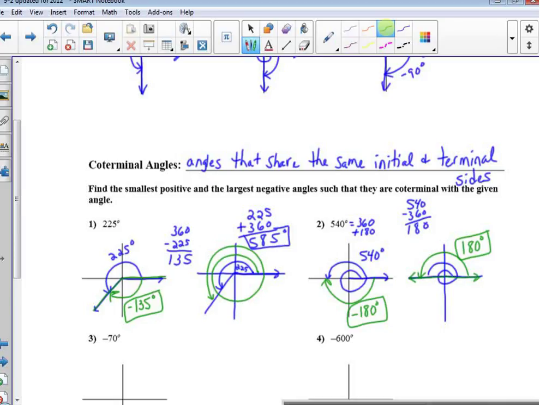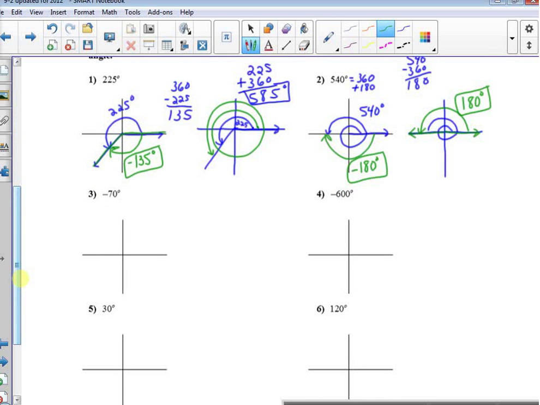The first one, it was negative 135 and 585. For negative 70, draw it. So there's the initial and terminal. So there's the negative 70. If I meet it the other way around, that has the same initial and terminal side. So the whole thing creates a circle of 360. So this angle would be found by doing 360 minus 70. So 290 is the answer for the smallest positive.